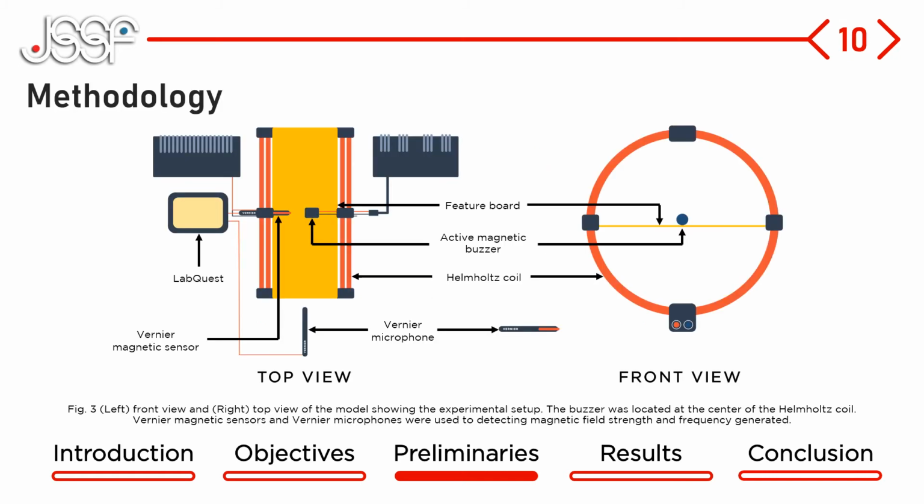To confirm the model, we experimented by setting up three-way Helmholtz coils to provide the external magnetic field. Then the TOGOT 5-volt electromagnetic active buzzer is placed on the feature board in the center of the Helmholtz coils in the direction that the magnetic field points toward and outward from it. After that, we adjust the magnetic field strength in steps of 0.5 millitesla at a time, from 0 to 3 millitesla.